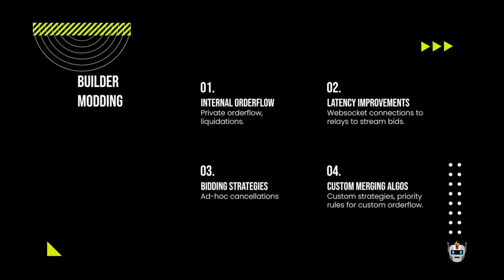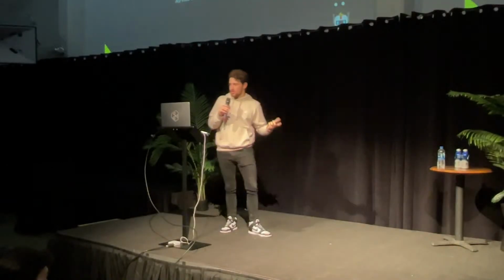These are the four main categories that we have seen so far where they have introduced changes. As I mentioned before, they have internal order flow that they can leverage, so they modify the builder for that. They may introduce new latency improvements, like connecting to the relay using web sockets. They can use new bidding strategies to decide how much they want to bid for the block. And to combine all those three, they build custom merging algorithms. But again, all of them follow the same process. They take the client, they fork it, they add the changes, and they upstream.